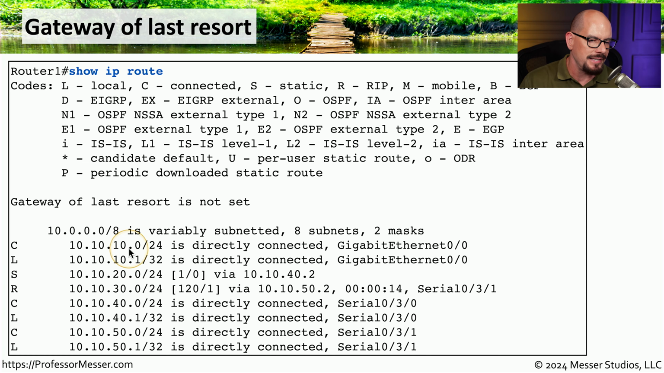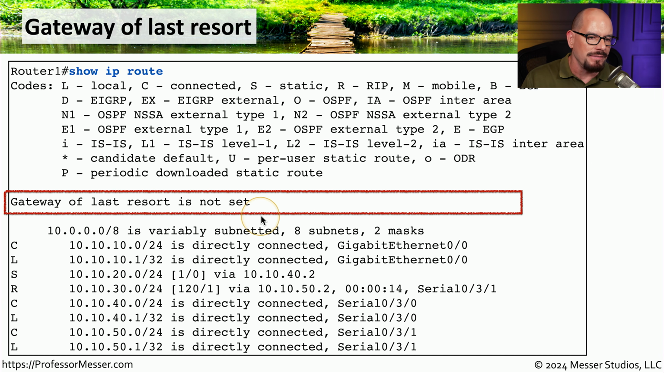You can see 10.10.10.0/24. We've also got 10.10.40.0/24 and 10.10.50.0/24. All of these are directly connected to this particular router. There are also some routes that have been added with a static route to 10.10.20.0/24 and another route that has been learned through RIP. This is 10.10.30.0/24. We don't have any other route in this particular router to tell us where to go if we don't match any of these existing routes. In fact, you'll see that it says that the gateway of last resort is not set for this particular router.